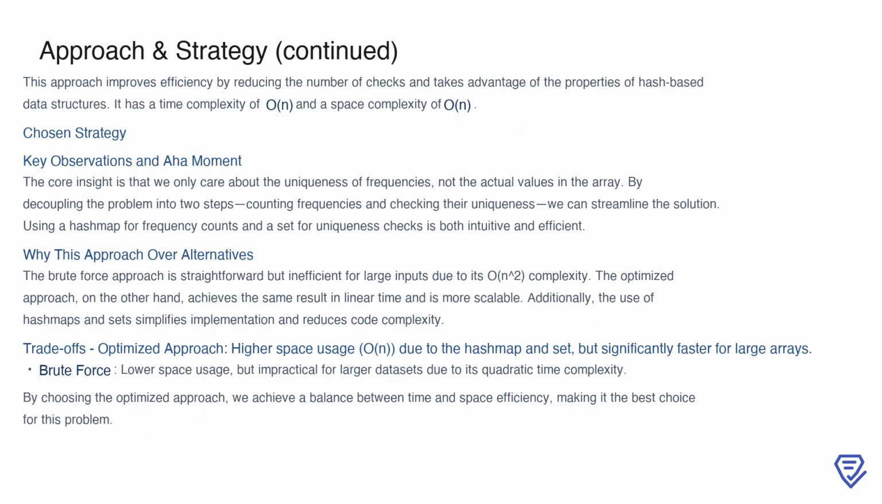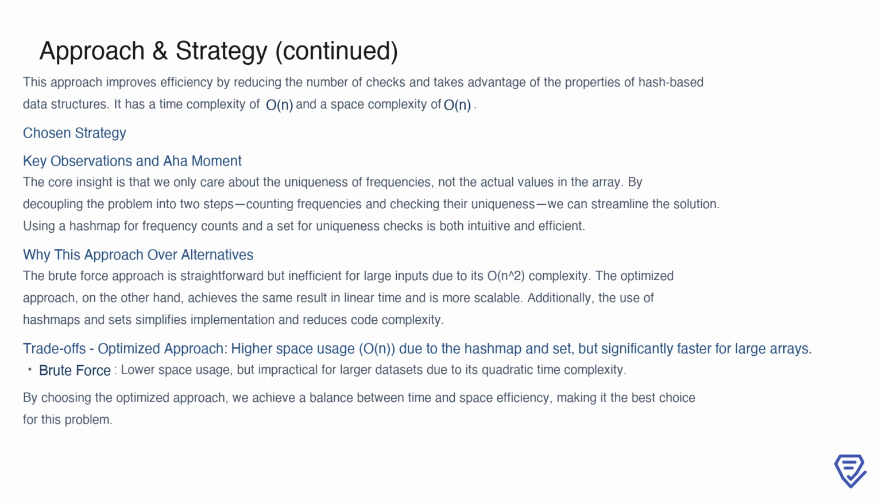To address the inefficiencies of the brute force method, we turn to the optimized approach, which leverages hash maps and sets for greater efficiency. Here, we use a hash map, or dictionary, to count the frequency of each number in the array in just a single pass, giving us an n time complexity for this step. Then, we extract the frequency values from the hash map and store them in a set. Because sets only store unique values, we can determine whether all frequencies are unique simply by comparing the size of the set to the size of the frequency list. This eliminates redundant checks and improves overall efficiency. The key insight here is that the problem is really about frequency uniqueness, not the specific values in the array.